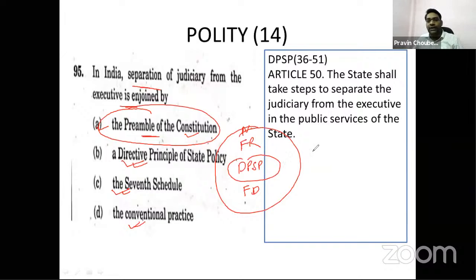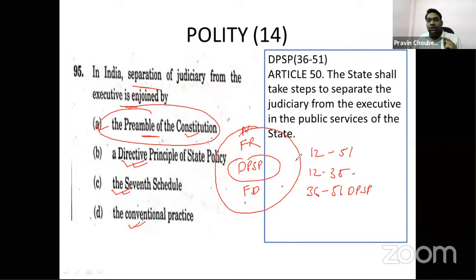Every article from article 12 to 51. Article 12 to 35 is fundamental rights, and article 36 to 51 talks about DPSP. You must know each and every article in detail. At least you should know which article says what. If I ask which article talks about untouchability, you should immediately say article 17. Which article talks about abolition of titles, it should immediately come to your mind that article 18 talks about titles.